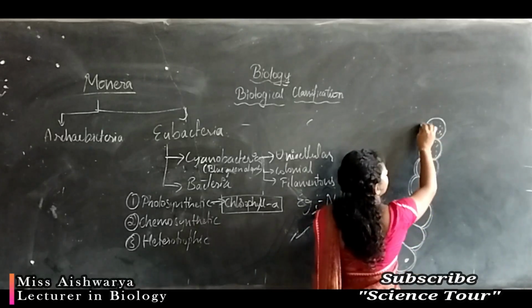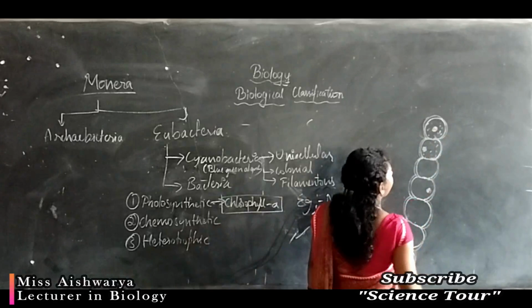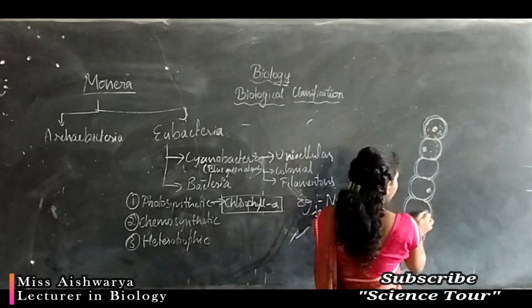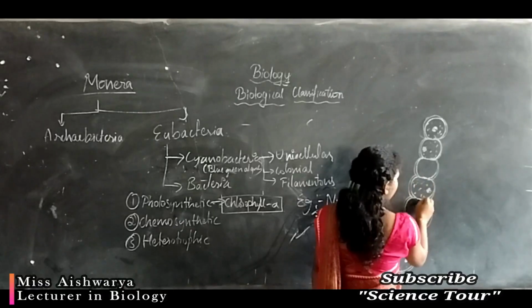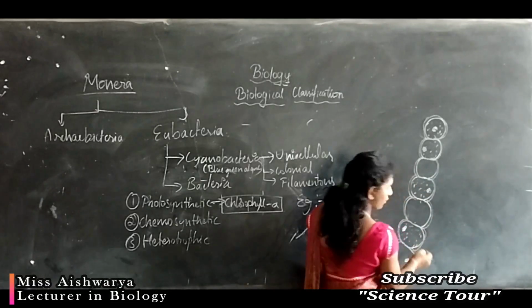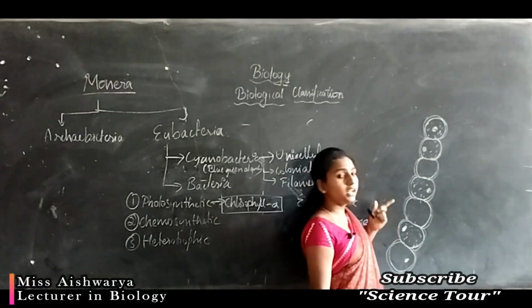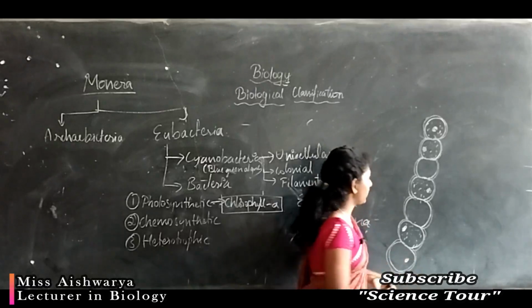It is covered with the cell wall. Okay, and here these normal cells contain photosynthetic pigment and undergo photosynthesis. They trap the light energy because of the presence of chlorophyll, and convert it into chemical energy.